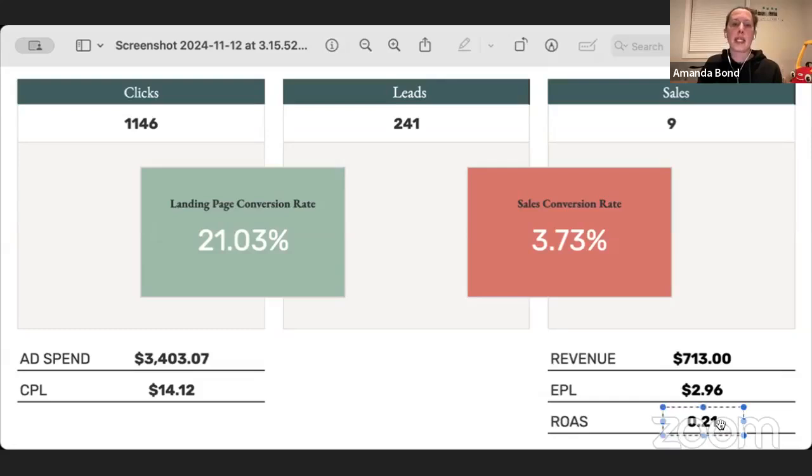So the first thing that we could do, let me say this. Could we make the assumption that if we doubled our landing page conversion rate, we would effectively double our ROAS? Yes, that is an assumption that we could make.